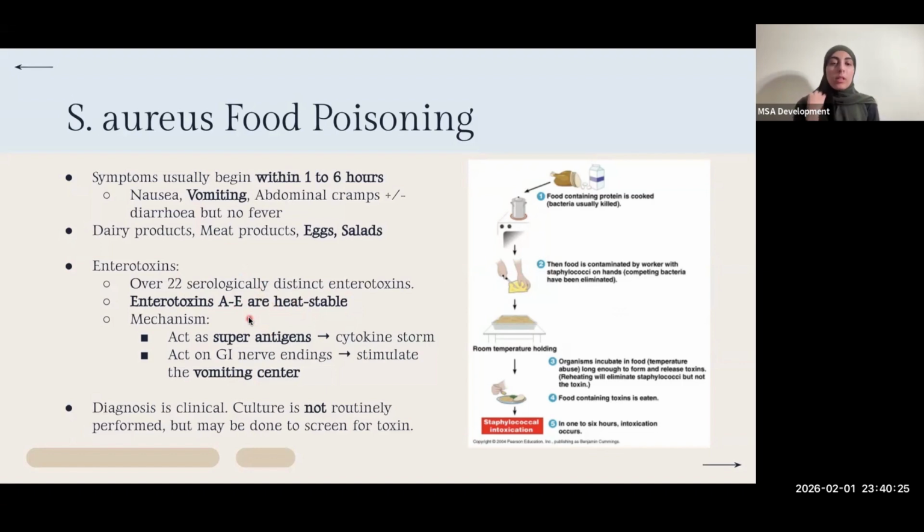And how do these toxins act? They act as super antigens, leading to cytokine storm. They also act on GI nerve endings, stimulating the vomiting center. That's why these patients present with vomiting, okay?